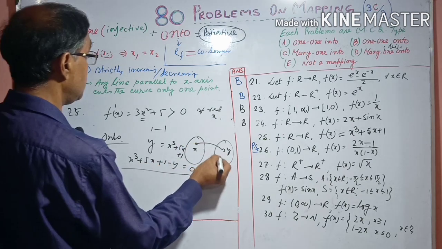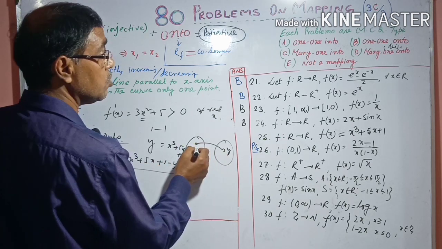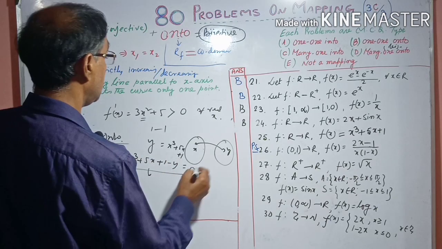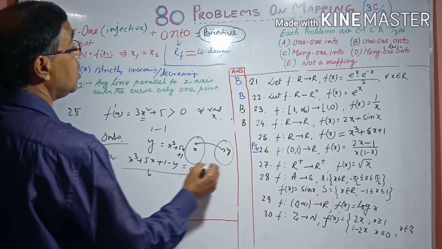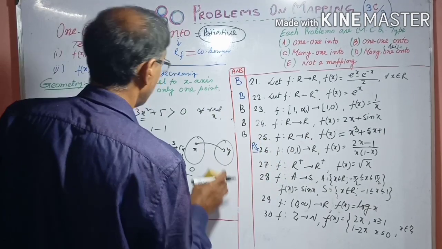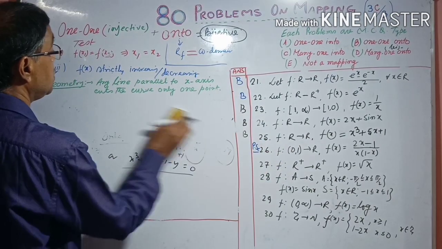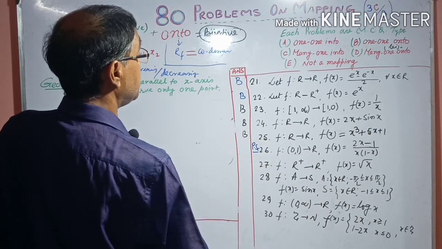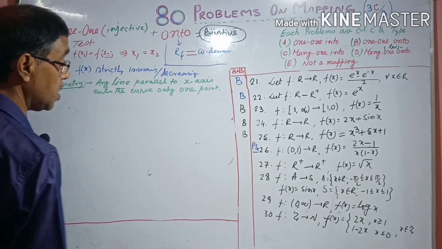Therefore for each y we can get only one x, so it is onto, and therefore it is also bijective. This is the problem of PSC. Sum number 26, we check the problem if it is bijective.